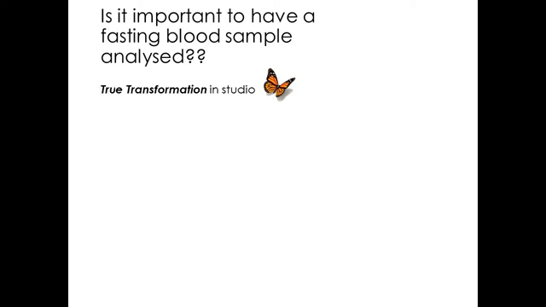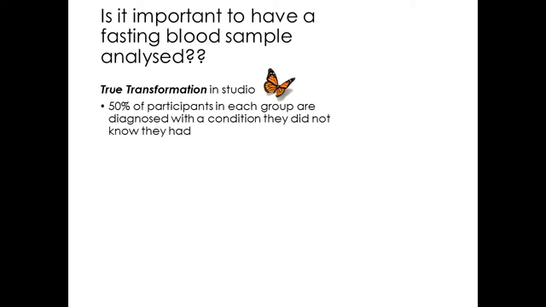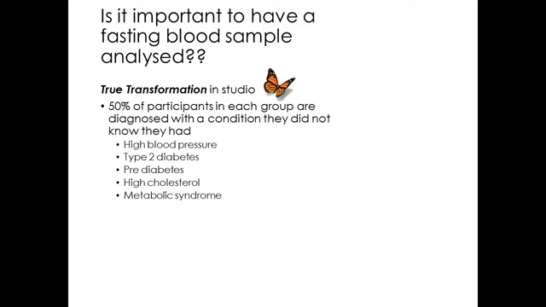And just to show you, apart from all of the research that I do, in our True Transformation programs in studio, I insist that everybody gets their bloods done because then I know what I'm working with. And what we find is we take about 15 people in a group, and 50% of all of these people are diagnosed with a condition that they did not know they had. And these include high blood pressure, type 2 diabetes, pre-diabetes, high cholesterol, the metabolic syndrome. So 50% of any random sample of the locality have these conditions that they didn't know about.